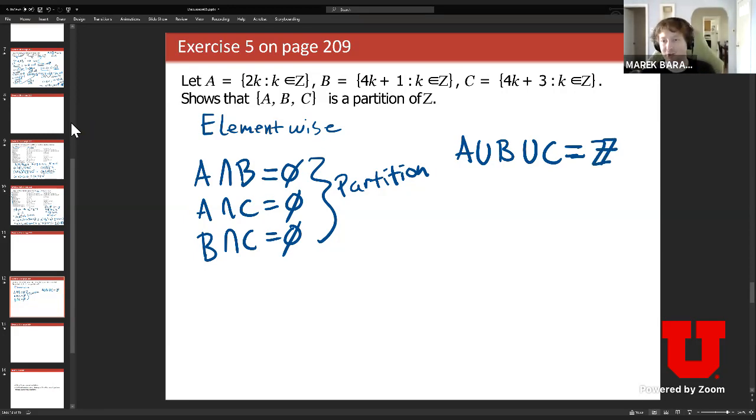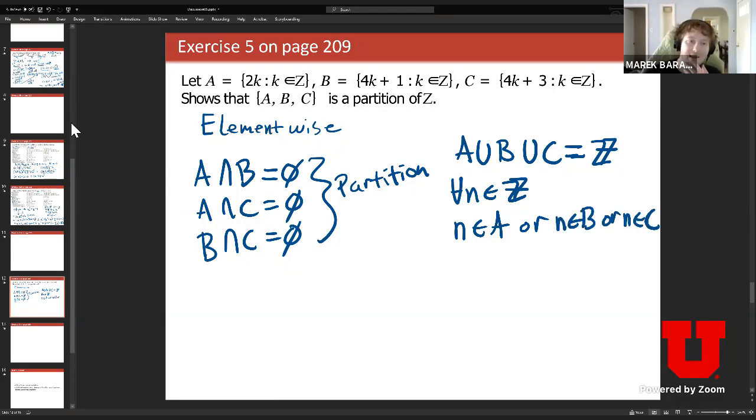So to do this, we need to show that for every integer n, n is in A, or n is in B, or n is in C. And we're going to need to show that the elements of A can't be rewritten as elements of B, and can't be written as elements of C. Actually, if you look here, that's pretty easy because we can see that the elements of A are even, but the elements of C and B are odd. So we know these two pretty quickly.